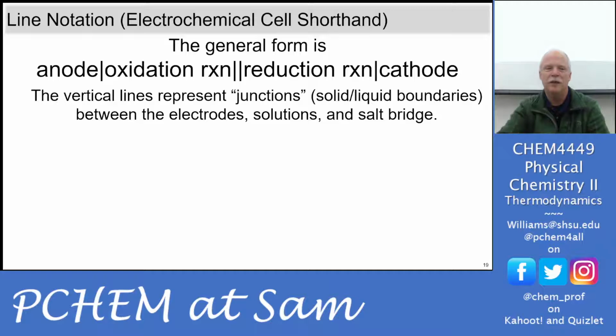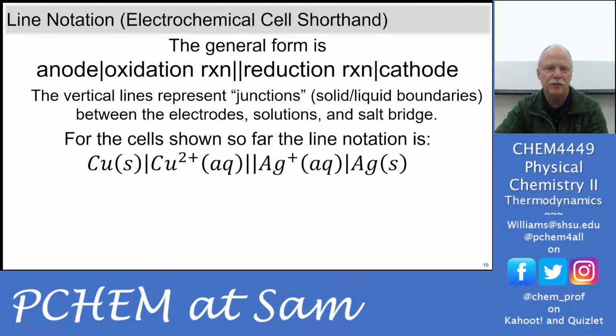So these vertical lines represent junctions, which would be like solid-liquid boundaries or the liquid to the salt bridge. This has the 2 boundaries in the middle, which would be a salt bridge or some sort of barrier. And then these would be the boundaries from the solution to the actual metal electrode. And so this is for the cells shown so far.